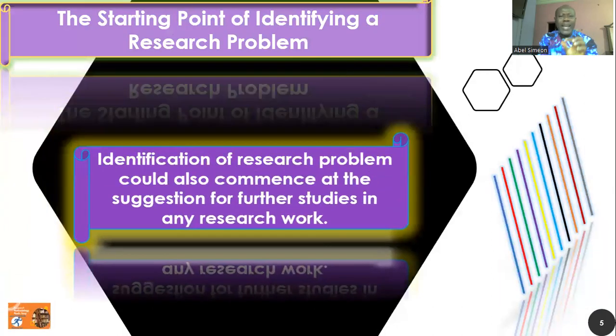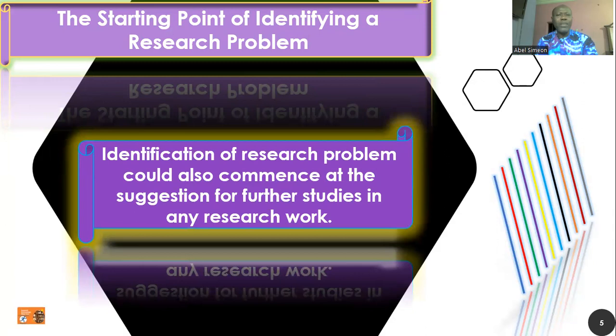The second way is an opinion or suggestion given by a researcher. A suggestion for further studies in any research is also a springboard of any researchable problem. You can use that as a researchable problem. When you read any work by any researcher, somewhere at the tail of the work, he will say, area for further studies. That area he will suggest is also a researchable problem.